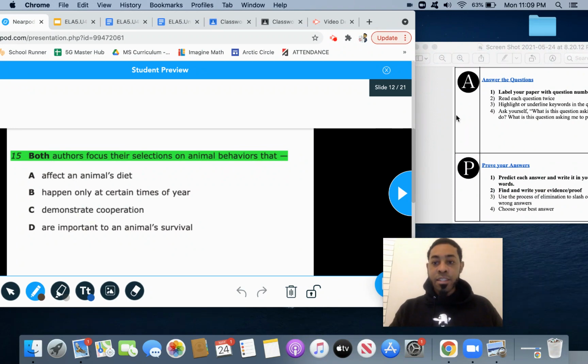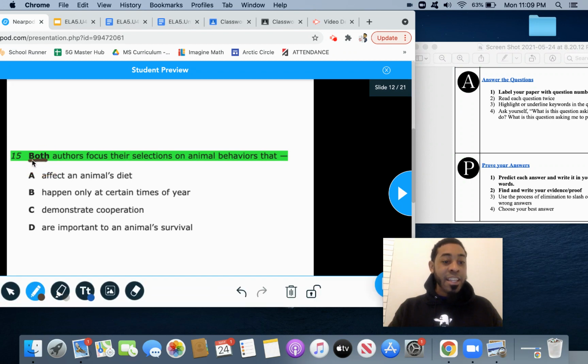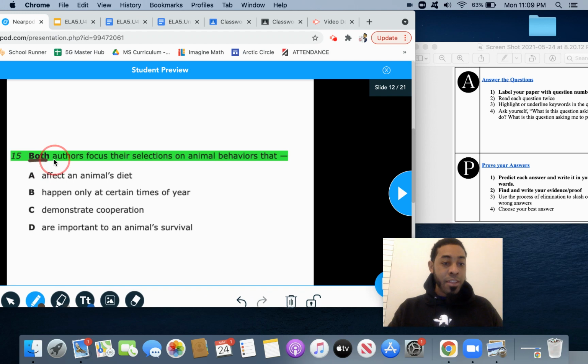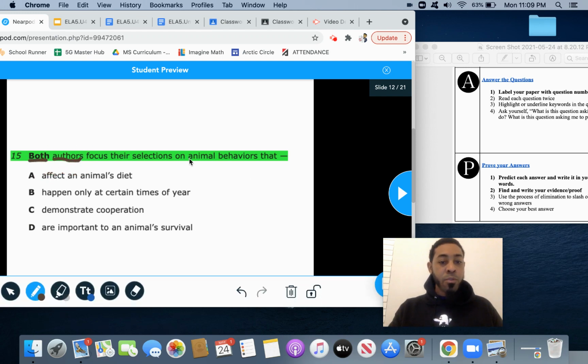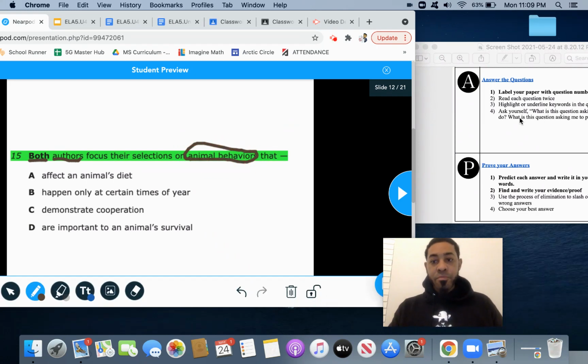And so next I'm going to underline my key words. I know this "both" is a key word. Even the test put it in bold. Then "authors," okay? And both authors what? Were focused on animal behaviors over here, okay? And so what is this question asking me? Well, animal behavior that both authors focus on, okay?